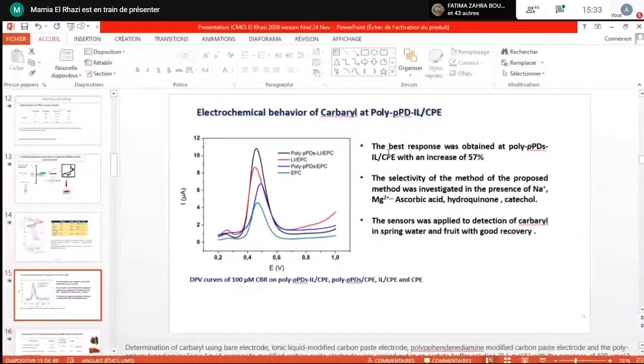The selectivity of the proposed method was also investigated in the presence of different elements such as sodium, magnesium, calcium, and also other molecules such as ascorbic acid, hydroquinone, and catechol. The current remains stable, so the selectivity is good. The sensor was applied for detection of carbaryl in spring water and in fruit samples with very good recovery.